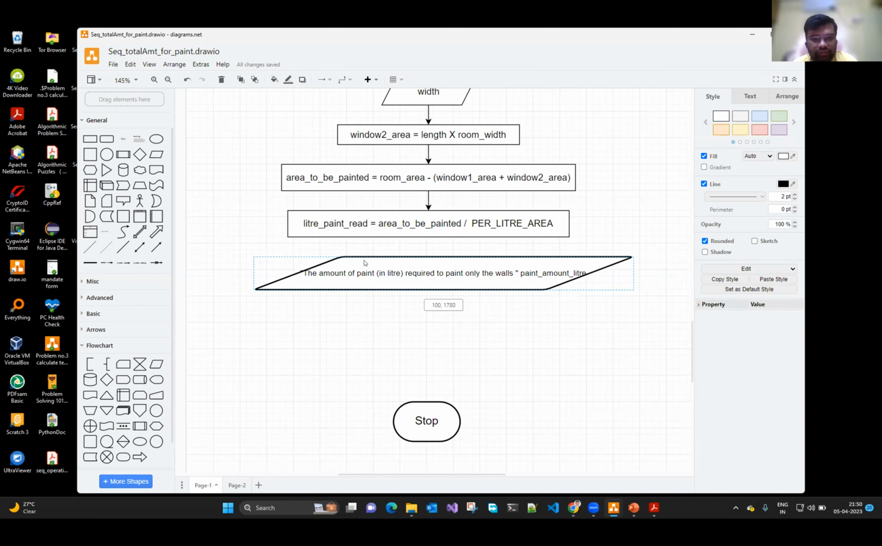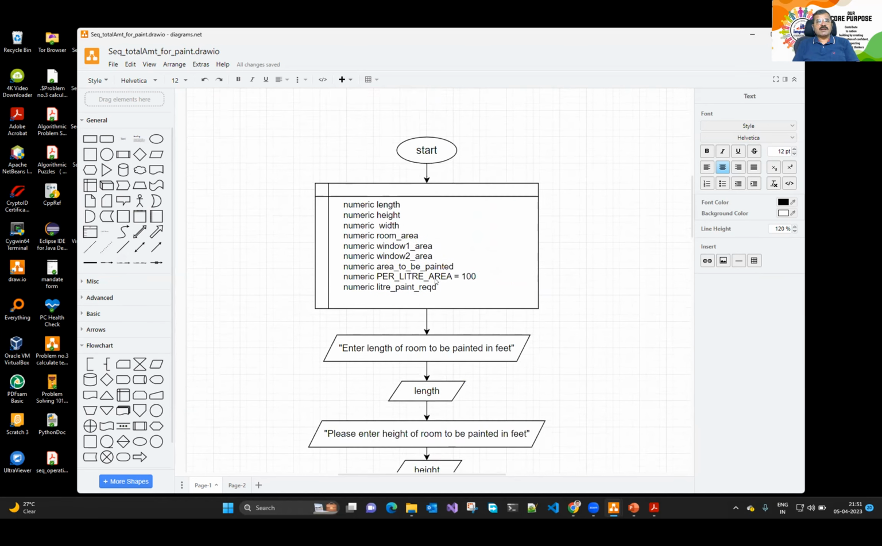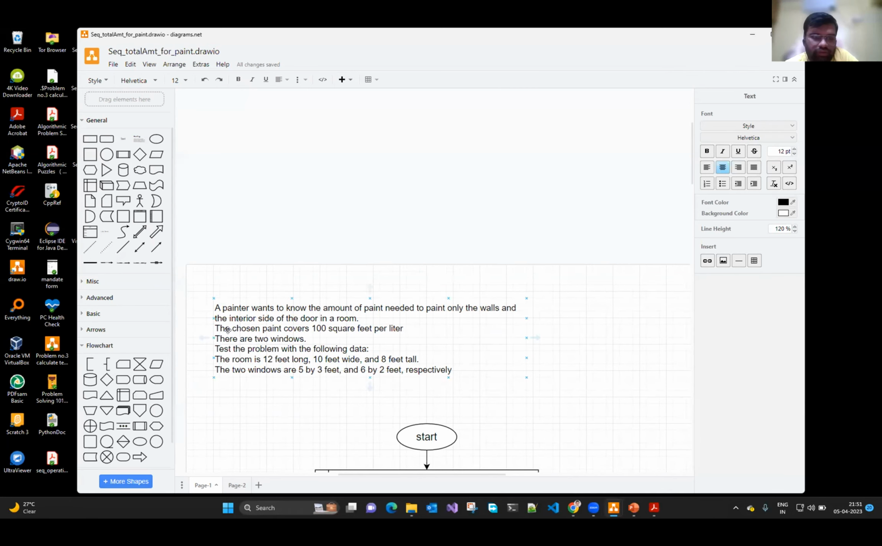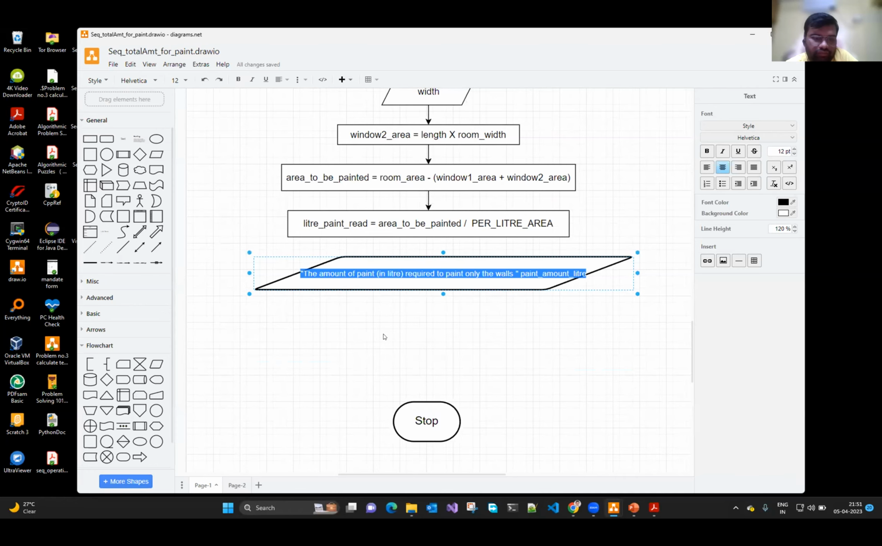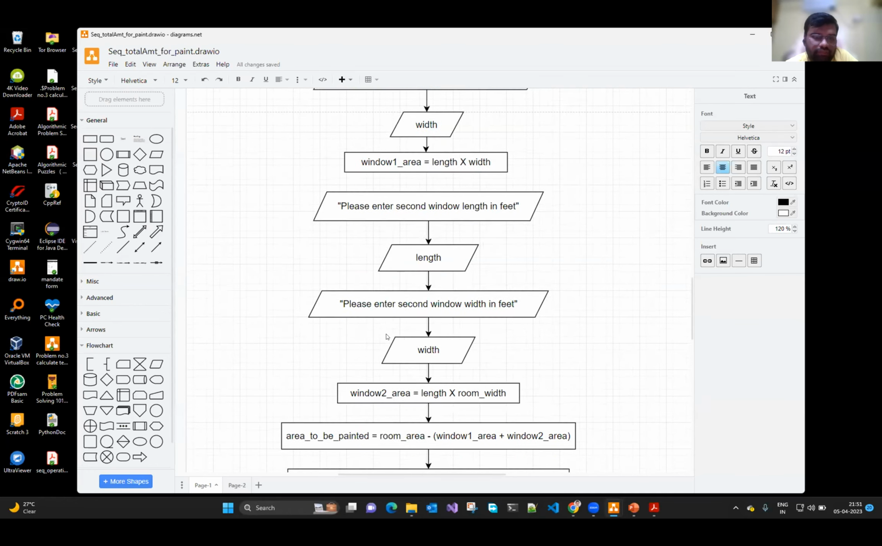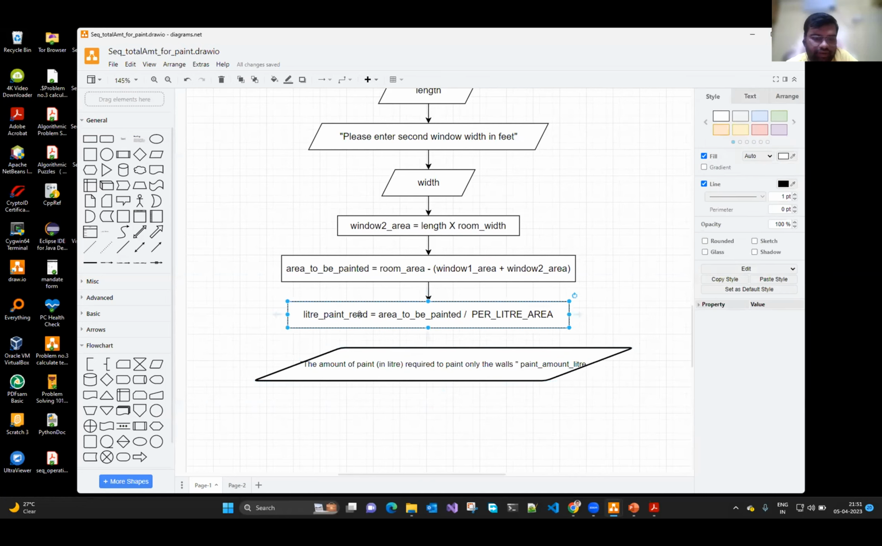Sir, why is it read? A liter paint read. Why is it? Read, it should be required, no? Hello? It should be required, no, sir? Yeah, but the painter is asking only for the. He says no, sir, you wrote read. One step above. Spelling mistakes. It is required, right?